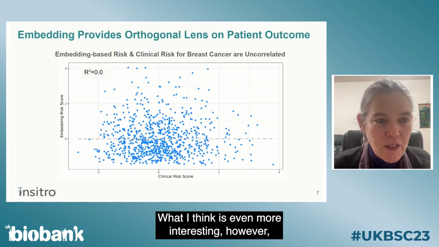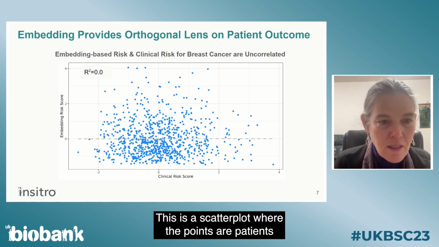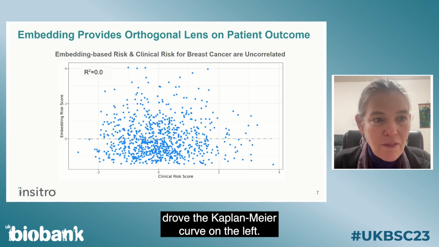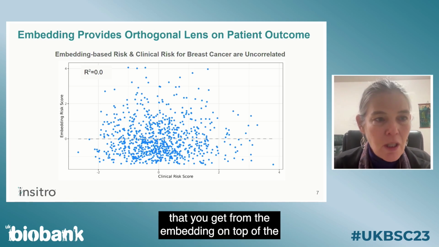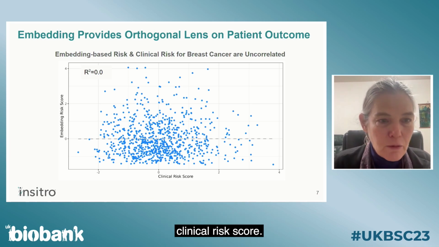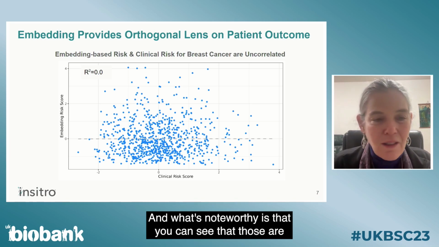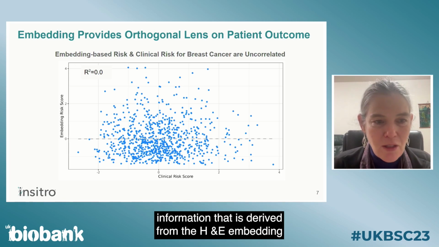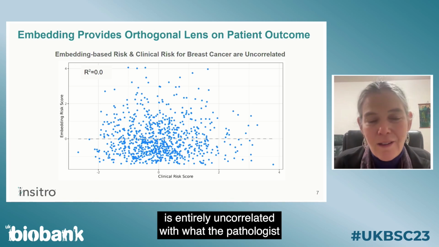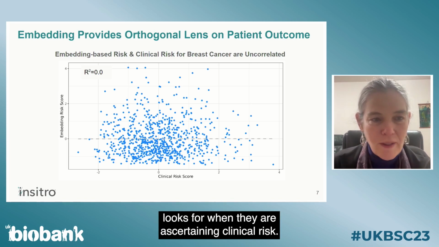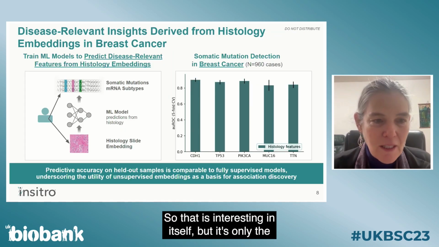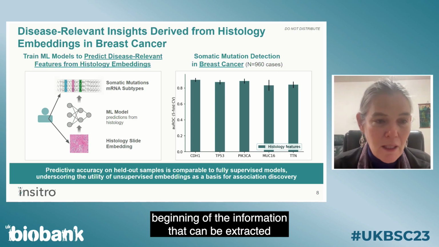What I think is even more interesting, however, is this plot over here. This is a scatter plot where the points are patients, and the x-axis is that same clinical risk score that drove the Kaplan-Meier curve on the left, and the right-hand side is that additional information that you get from the embedding on top of the clinical risk score. And what's noteworthy is that you can see that those are effectively uncorrelated, which means that the information that is derived from the H&E embedding is entirely uncorrelated with what the pathologist looks for when they are ascertaining clinical risk.